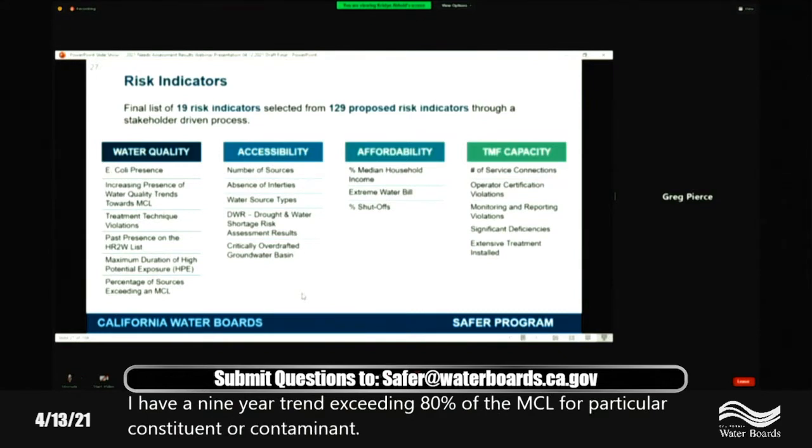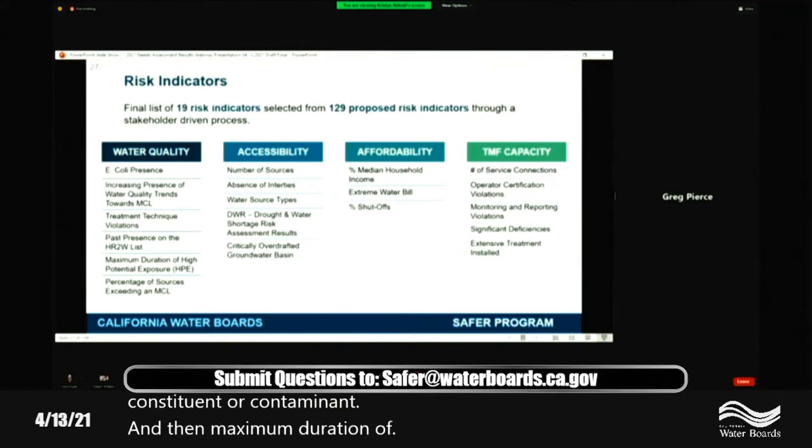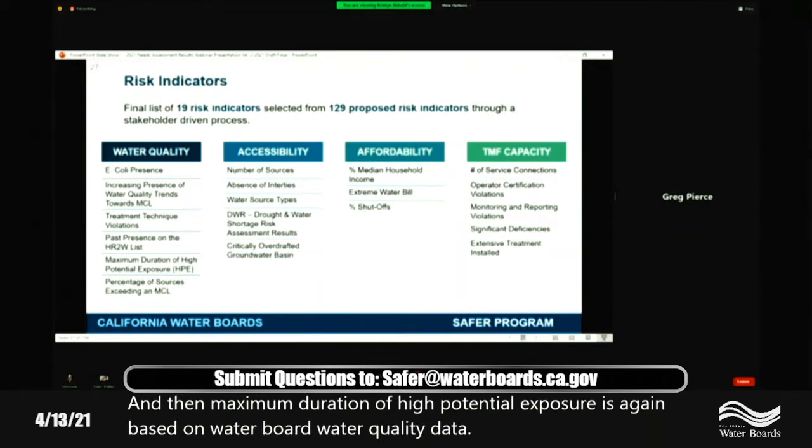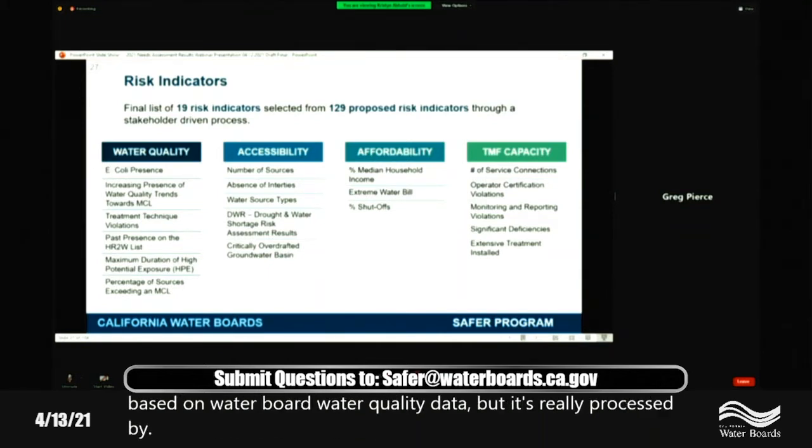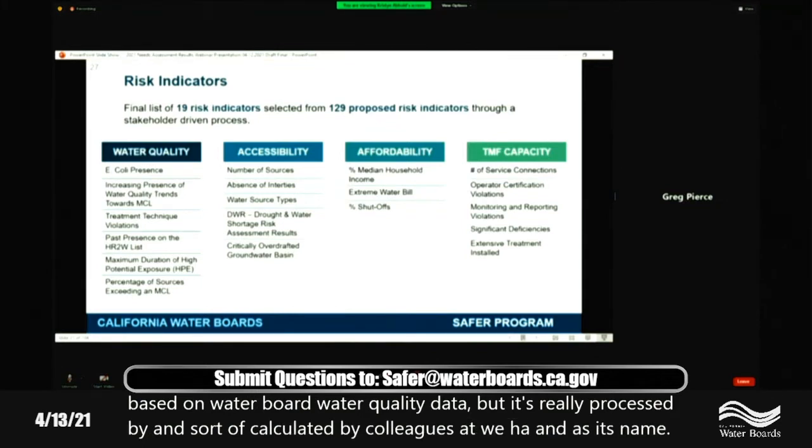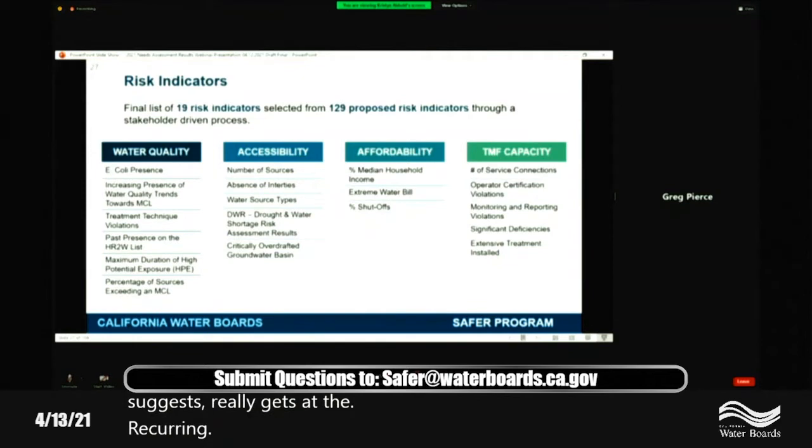And then maximum duration of high potential exposure is again based on water board water quality data, but it's really processed and calculated by colleagues at AWIHA, and as its name suggests, really gets at the recurring nature of exposure for particular contaminants of concern.